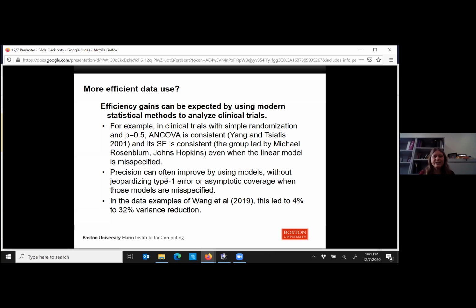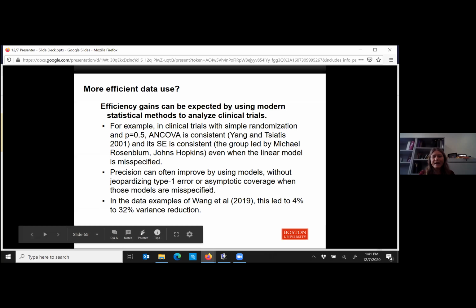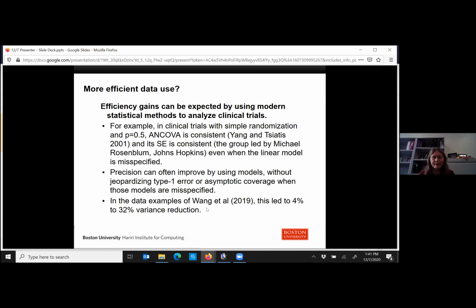So that means that precision can often improve by using models without jeopardizing the type 1 error or the asymptotic coverage when those models are misspecified. And in the data examples of the Rosenblum group, this actually led to 4% to 32% variance reduction. And you kind of get it for free. Even if your models are misspecified, you still get consistent and asymptotically normal estimators, but your variance may be greatly reduced if those models are more or less correct.